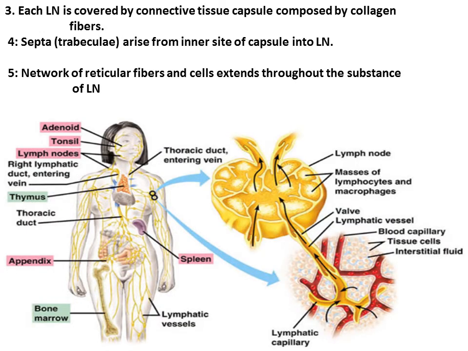Each lymph node is covered by connective tissue. This is the connective tissue capsule of the lymph node, composed of collagen fibers, and the septa or trabeculae rise from the inner side of the capsule into the lymph node. And you can see here the septa which come from the inner side of the capsule into the parenchyma of the lymph node. A network of reticular fibers and cells extends throughout the substance of the lymph node.